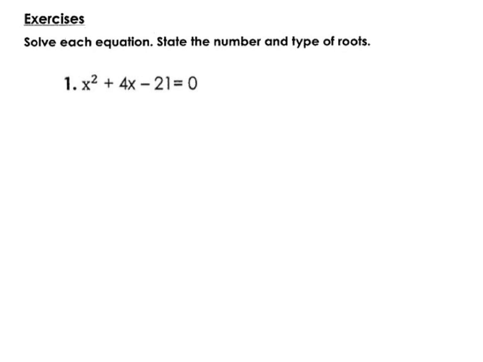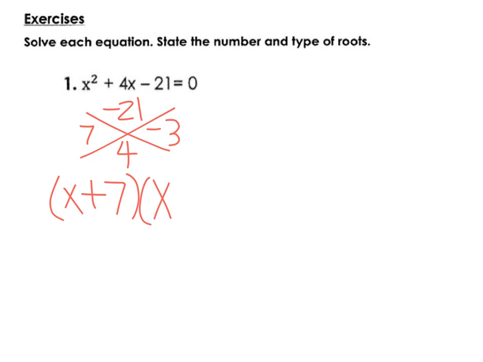Now we want to solve for x, so we would need to factor our quadratic equation in order to find the roots. We know that there's two roots. We want to know what are they, and are they real or imaginary? So first thing, let's try to factor it. Two numbers that multiply to negative 21 and add up to 4: our answer would be 7 and negative 3. So we can factor this, and we get x plus 7 times x minus 3 equals 0.